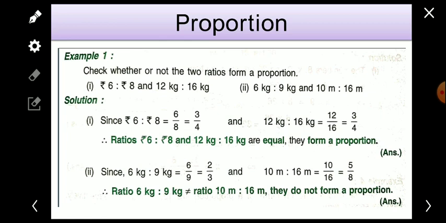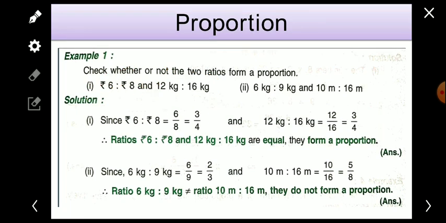Example 1: check whether or not the 2 ratios form a proportion. Here 2 ratios have been given in the question, and we have to check whether they form a proportion or not. Then what will you do? We will check whether they are equal or not. If they are equal, it means they form the proportion. If both the ratios are not equal, it means they don't form the proportion.